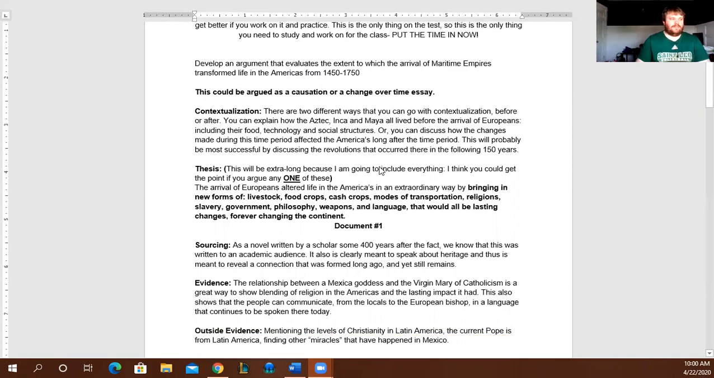For your thesis, I wrote in here that this will be extra long because I'm going to include everything. I think you can get the point if you argue any one of these topics, right? So I've told you guys before in a thesis, try to pick two. That way, if you mess up on one, at least you can make everything towards your argument on the other one. But in all honesty, if you argued any one of these things, you're probably going to be okay. There may be other things outside of this realm. I just didn't necessarily think of them.